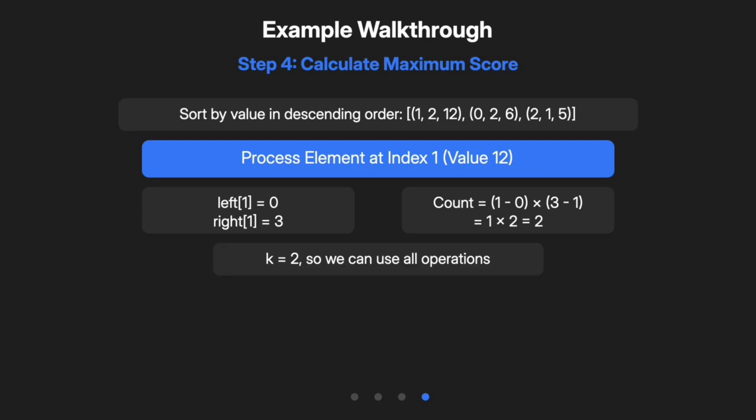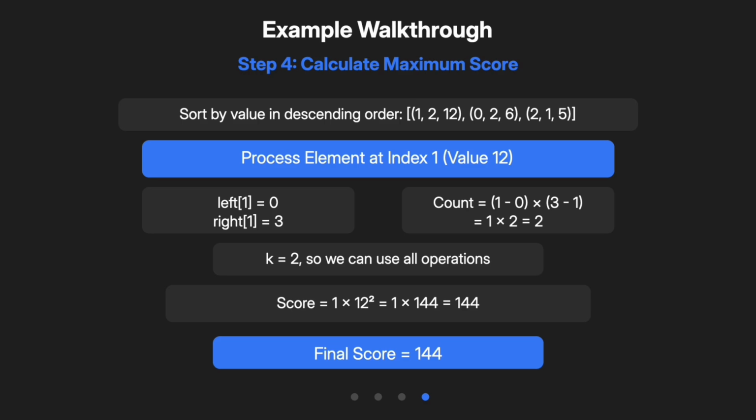Since k equals 2, we can use all operations available. The score for this element is 1 times 12 squared equals 144. After using all operations, we can't process more elements. Therefore, the final score is 144.